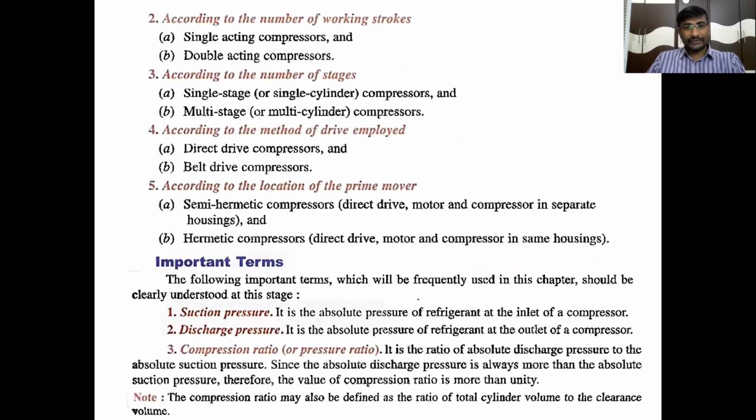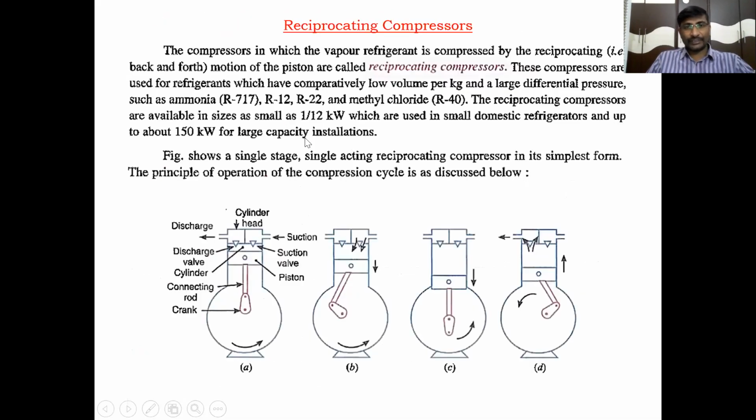These are the general terms which are generally used in compressors. Let us go for the working of the reciprocating compressor. The first compressor is the reciprocating compressor. The compressors in which the vapor refrigerant is compressed by the reciprocating, back and forth, piston movement are called reciprocating compressors. Because compression occurs due to the reciprocating motion of the piston, that compressor is called the reciprocating compressor.